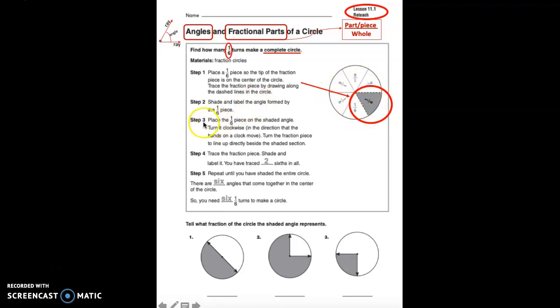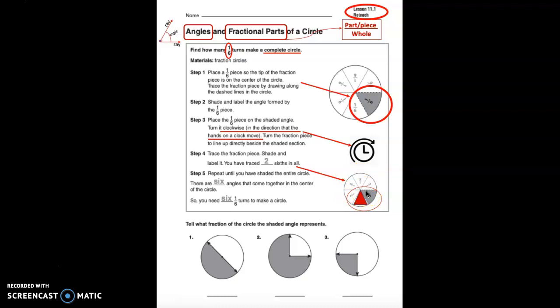Step 3. Place the 1/6 piece on the shaded angle. Turn it clockwise. That means in the direction that the hands of the clock move. Turn the fraction piece to line up directly beside the shaded section. Step 4. Trace the fraction piece. Shade and label it. You have traced 2/6 in all. That means 2 out of the 6 pieces is shaded.